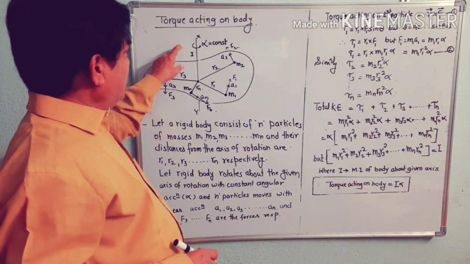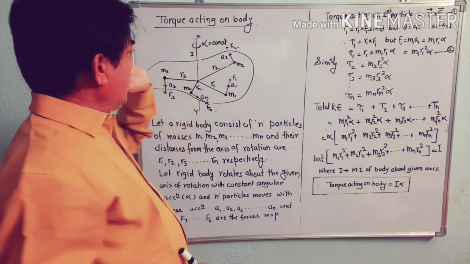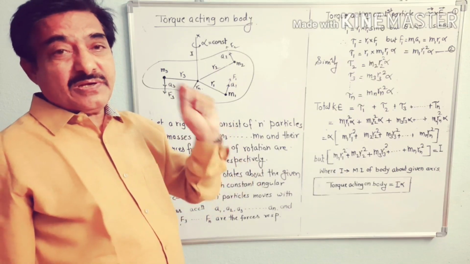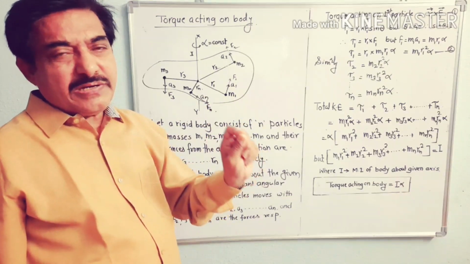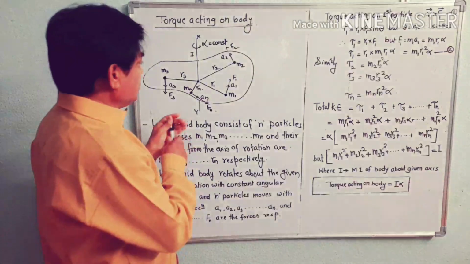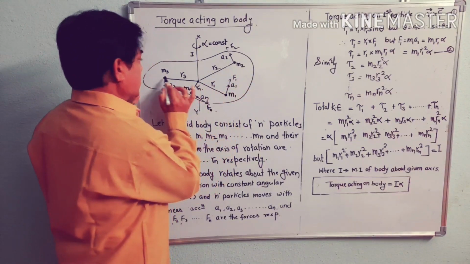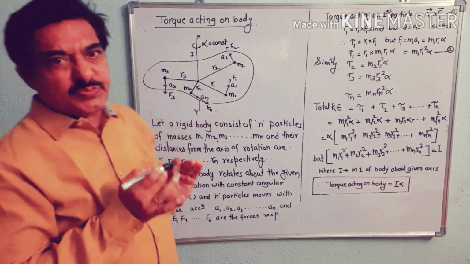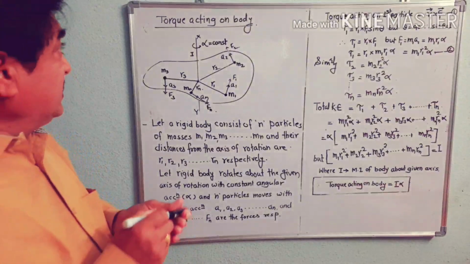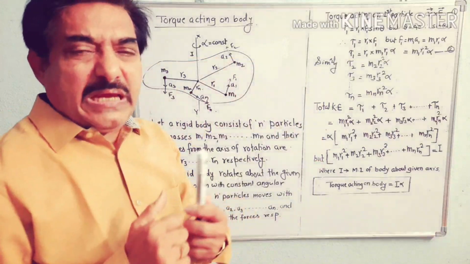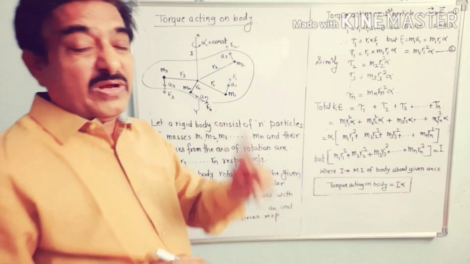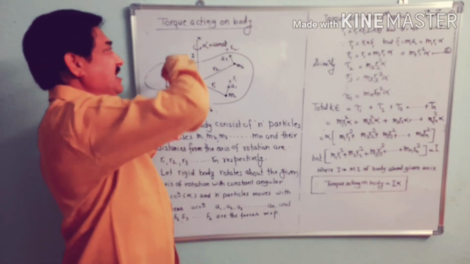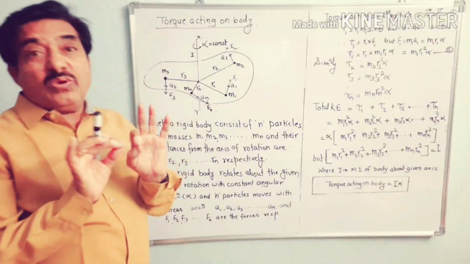Here, consider a rigid body of any size and shape. This rigid body consists of n particles of masses m1, m2, m3, dash dash mn, and their distances from the axis of rotation are r1, r2, r3, rn respectively. Let this rigid body rotate about the given axis of rotation with a constant angular velocity. This XY is the axis of rotation. About this axis of rotation, the body rotates with constant angular velocity.